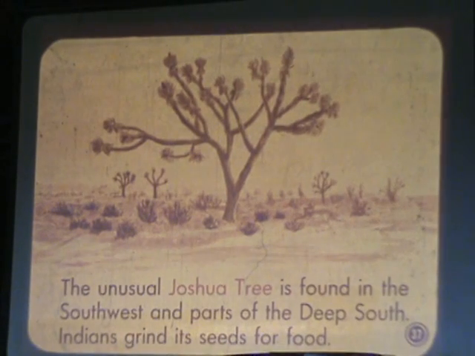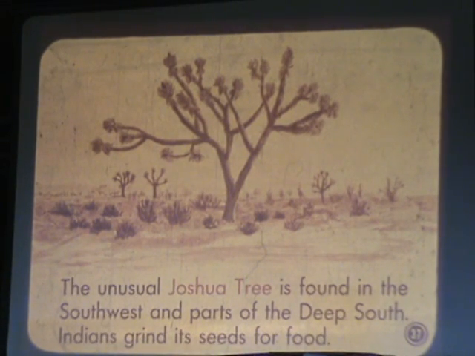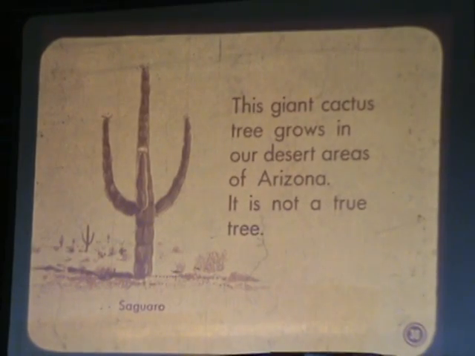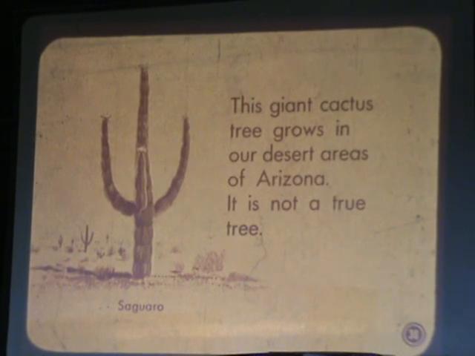The unusual Joshua tree is found in the southwest and parts of the deep south. Indians grind its seeds for food. This giant cactus tree grows in our desert areas of Arizona. It is not a true tree.